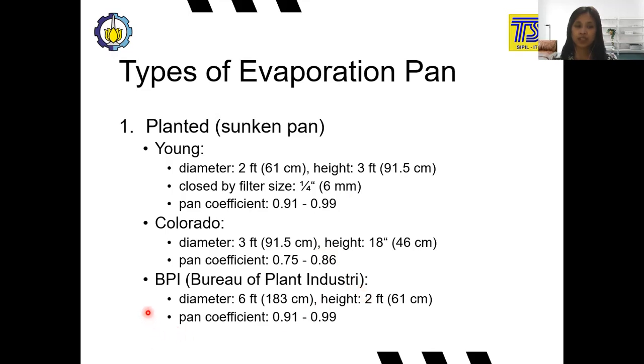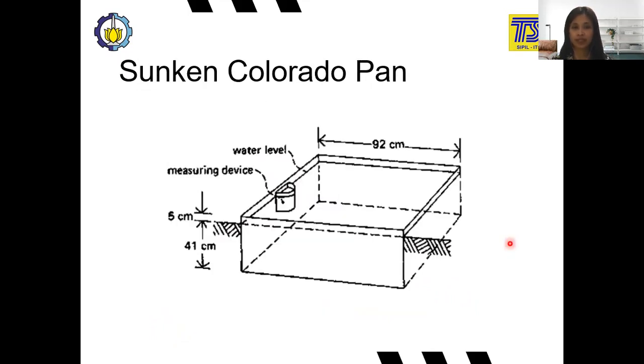The third one is the BPI sunken pan. It has the biggest size of evaporation pan compared to the Young and Colorado. It also has quite a high height. Here we have about 61 centimeters, and it has the same pan coefficient as the Young sunken pan.